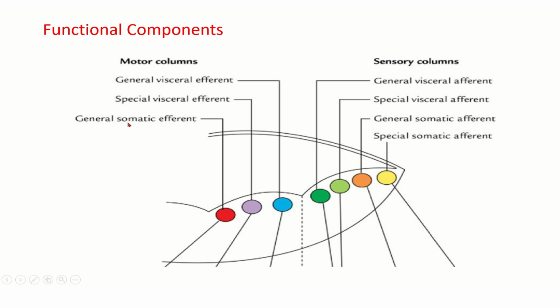So you can observe here general somatic efferent, special visceral efferent and general visceral efferent. General somatic efferent is like somato-motor fibers, like all the skeletal muscles which will be supplied. Special visceral efferent is branchiomotor fibers which will be supplying the muscles developed from the pharyngeal arches. General visceral efferent is motor fibers to the viscera.